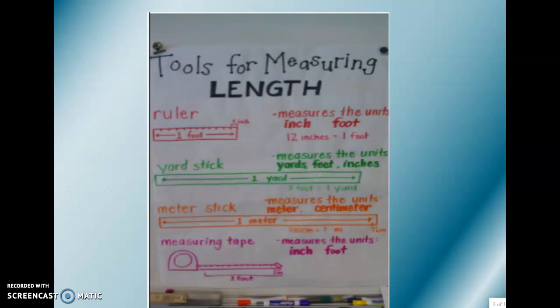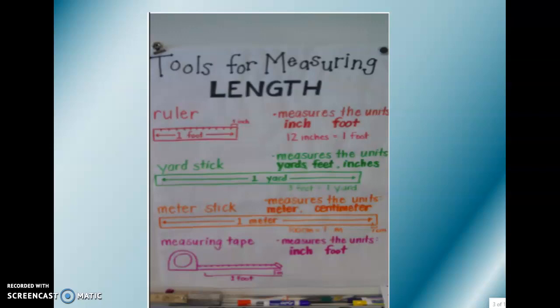So I had this chart at school, and thank goodness I'd taken a picture of it last year for some reason. I'm not sure why, but I have it. So the tools that we use typically for measuring length is we start with a ruler, which you've all had access to all year long. And we know that that is 12 inches or 1 foot. Then we move on to a yardstick. That measures units of yards, 1 yard, feet, and inches. For you football players, that comes in really handy when it's first and 10. That means you have 10 yards to go to get a first down.